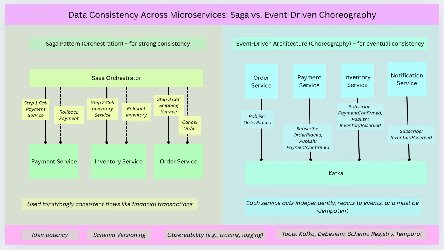Tools like Temporal, Camunda, or custom orchestrators are commonly used to manage these long running workflows while ensuring data consistency. And of course, observability is critical here. We use tracing, logging, and metrics to track every step.